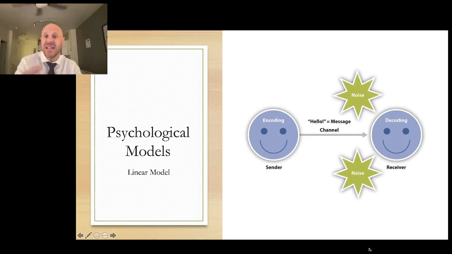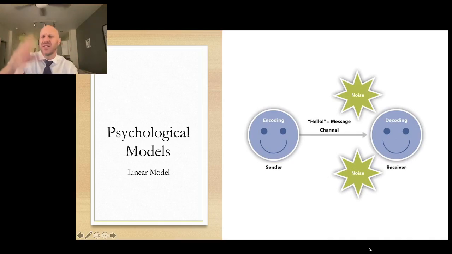That message is then sent along what this model calls a channel, or it could be thought of as a media. That channel could be a spoken channel, the channel of using spoken word. It could be the channel of written communication. It could be a channel of nonverbal communication that the message is traveling along. And the message is then received by the receiver, who decodes that message or makes meaning out of that message.